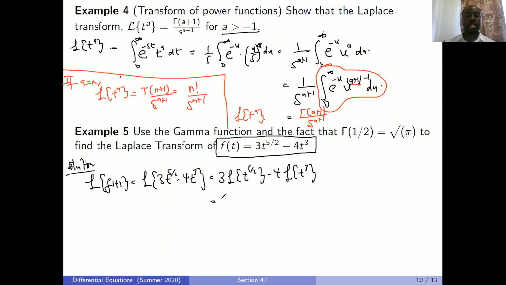Then applying our properties here, this is 3, this is gamma of 7 halves or 5 halves plus 1, divided by s to the 5 halves plus 1. This is minus 4 times 3 factorial over s to the 4th power. Right, so if we simplify this, what is gamma of 5 halves?